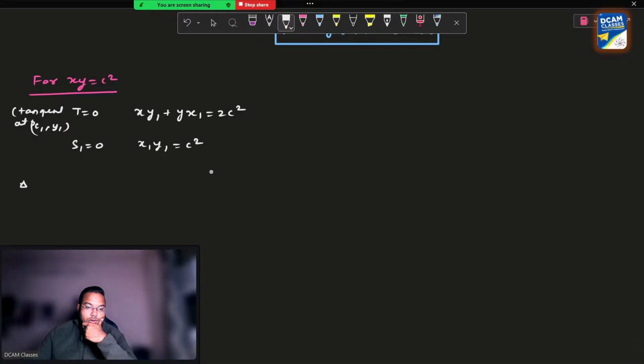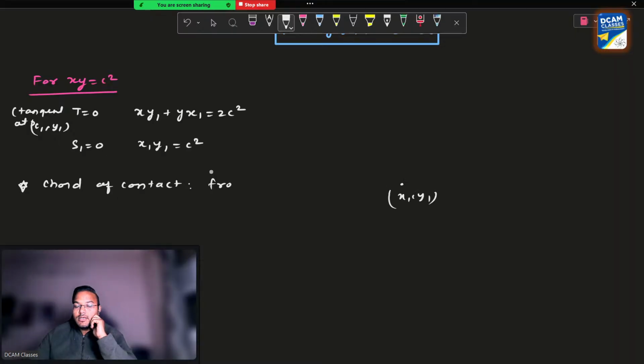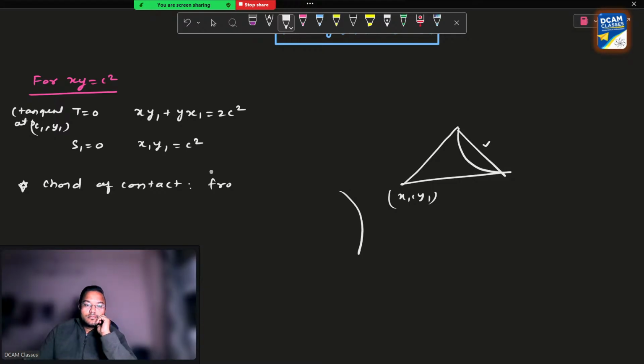Then chord of contact. Chord of contact means from x1 y1, like this, we draw the chord, no? T is equal to 0. That's this above one.